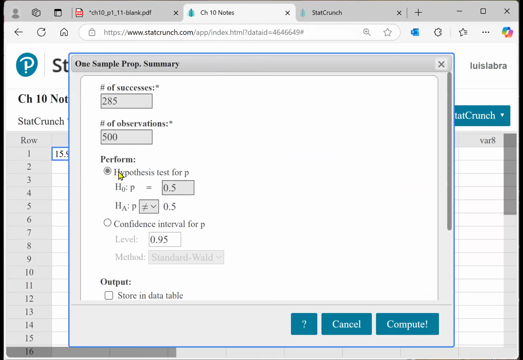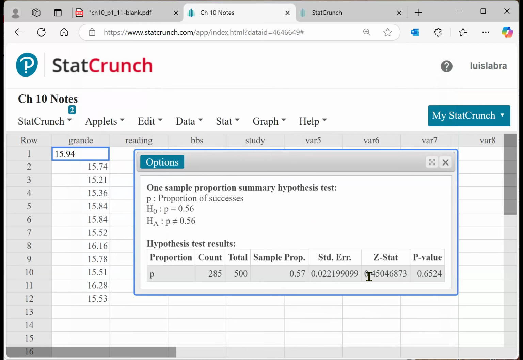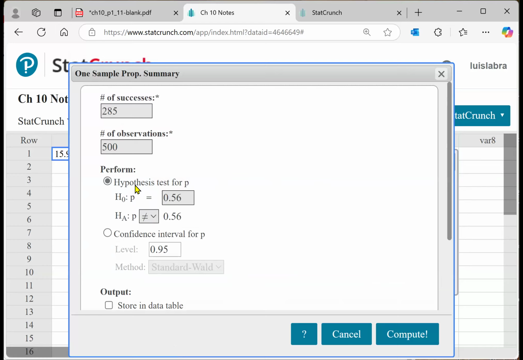For the first part, example 3, you filled this in with the appropriate values. This one was 0.56. This one was not equal to. And you get this. What we can do is edit, and instead of hitting hypothesis, go to confidence interval.